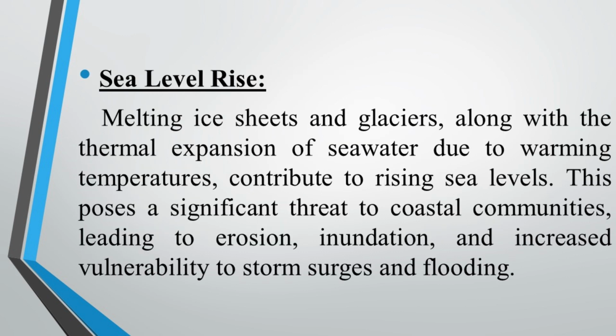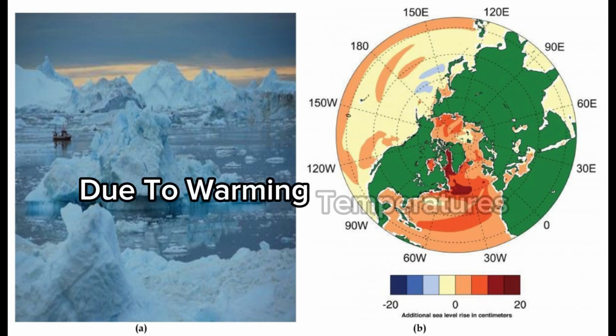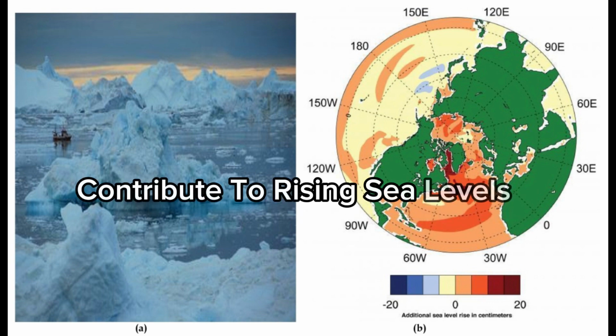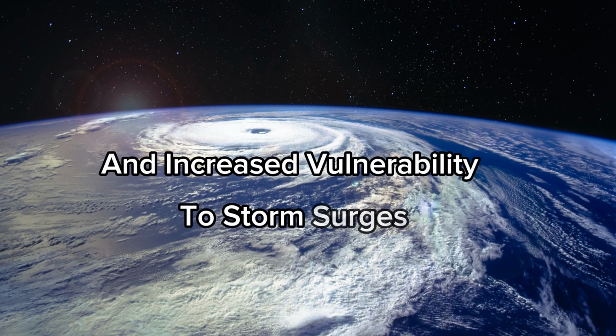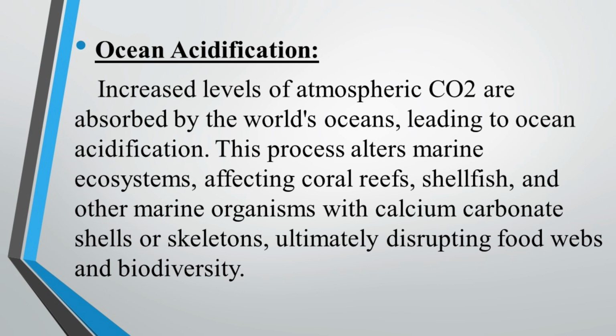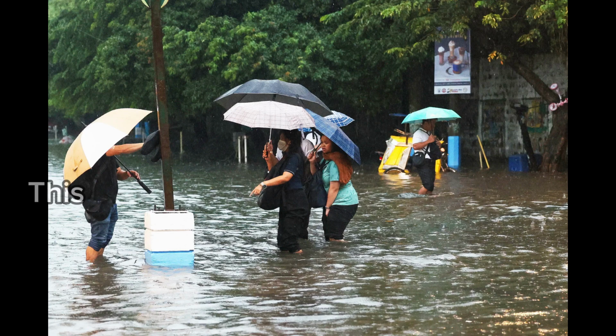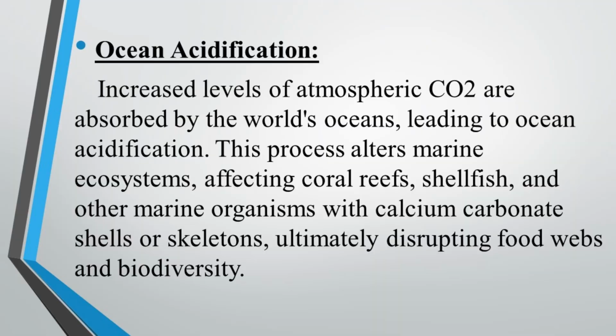Sea level rise. Melting ice sheets and glaciers, along with the thermal expansion of seawater due to warming temperatures, contribute to rising sea levels. This poses a significant threat to coastal communities, leading to erosion, inundation, and increased vulnerability to storm surges and flooding. Ocean acidification. Increased levels of atmospheric CO2 are absorbed by the world's oceans, leading to ocean acidification. This process alters marine ecosystems, affecting coral reefs, shellfish, and other marine organisms with calcium carbonate shells or skeletons, ultimately disrupting food webs and biodiversity.